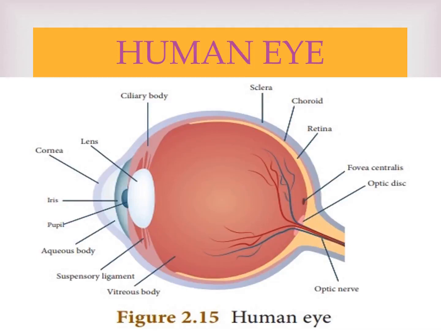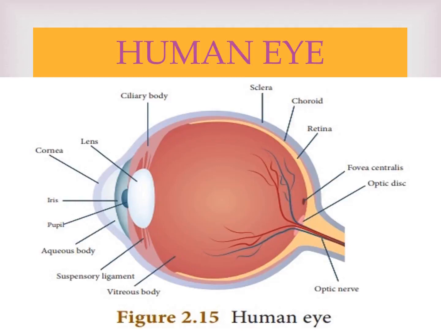It consists of a tough membrane that is called sclera. See in the picture, there is an outer layer, the sclera. That protects the internal parts. Sclera is the outermost layer that protects the internal parts of the eye. Now let us see the important parts.